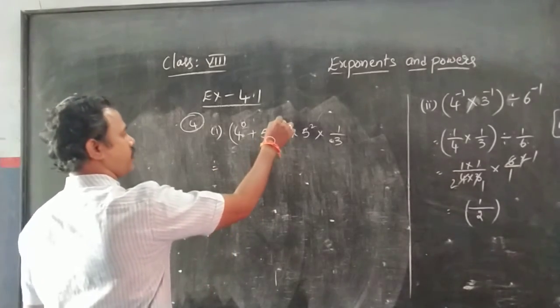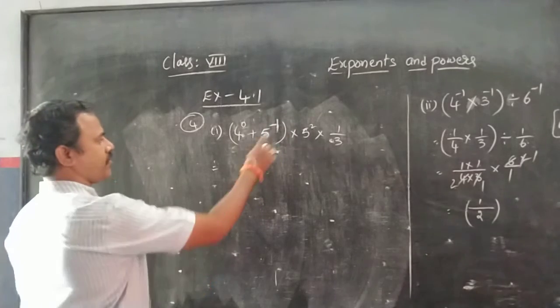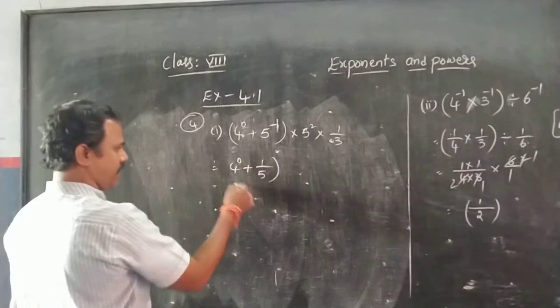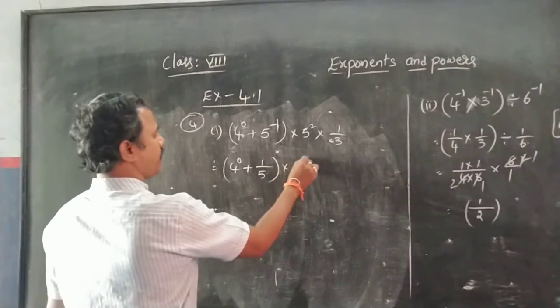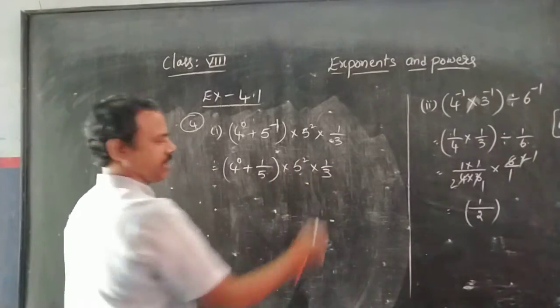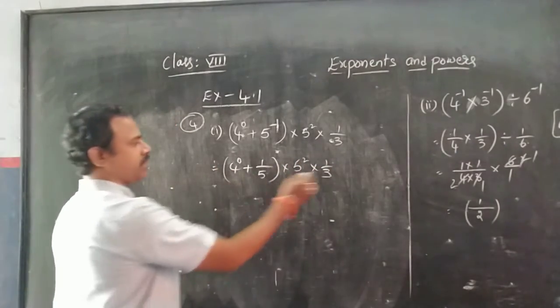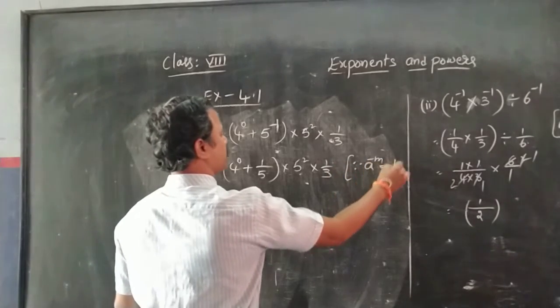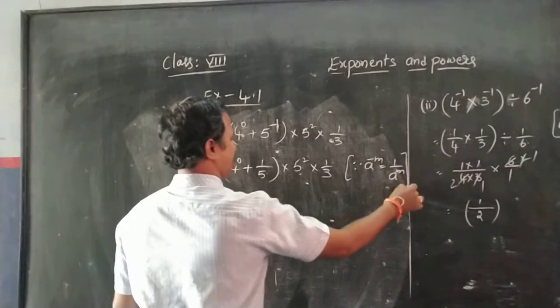Yes, whenever you observe a negative in the power, first of all change that one. So 4 power 0 plus 1 by 5 into 5 square into 1 by 3. So why did you change this one? The reason is most important for you: a power minus m is equal to 1 by a power m.